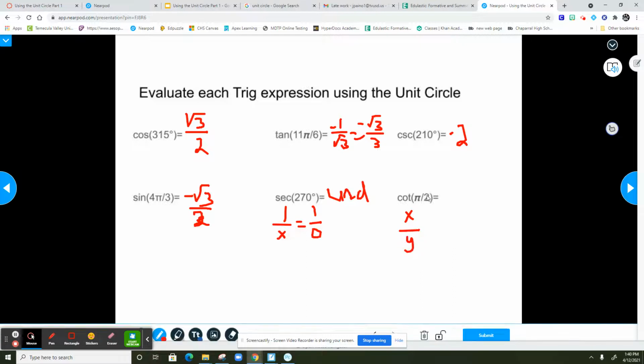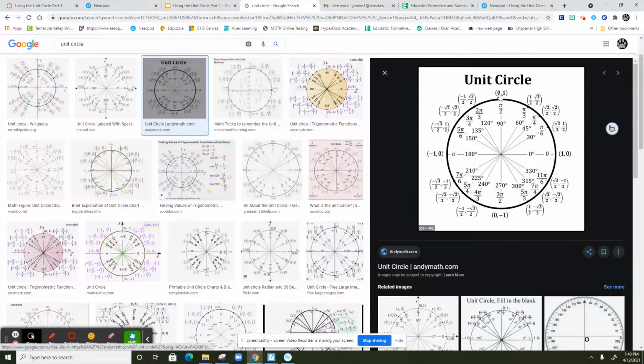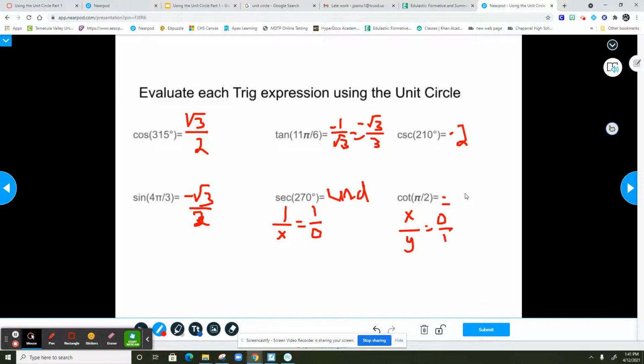So pi halves is 90 degrees. That's right on the y-axis as well. Okay, that's 0 over 1. X over y is 0 over 1. That one's okay. 0 over 1 is just 0. All right, so cotangent of pi halves is just 0. If it was the other way around, if it was tangent of pi halves, then it would have been y over x, then it would be 1 over 0, so tangent of pi halves is undefined. But this one's okay. 0's on top, not the bottom.